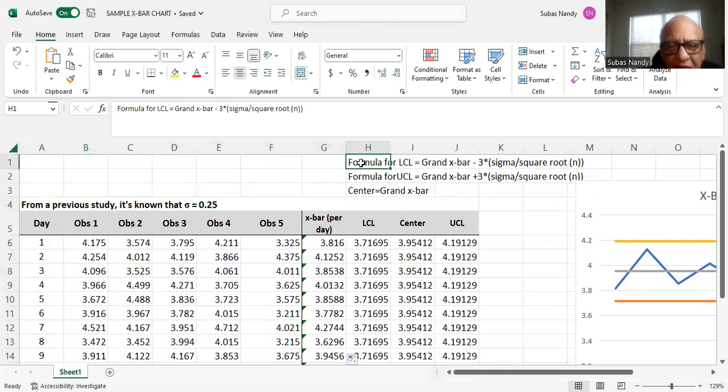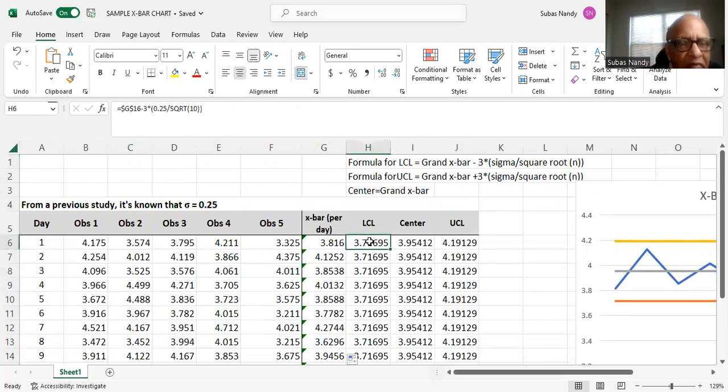Okay, so this is the formula for the lower control limit, and this is the formula for the upper control limit. The only difference is that the lower control limit is minus 3 times sigma divided by square root of n, while the upper control limit is plus 3 times sigma divided by square root of n.